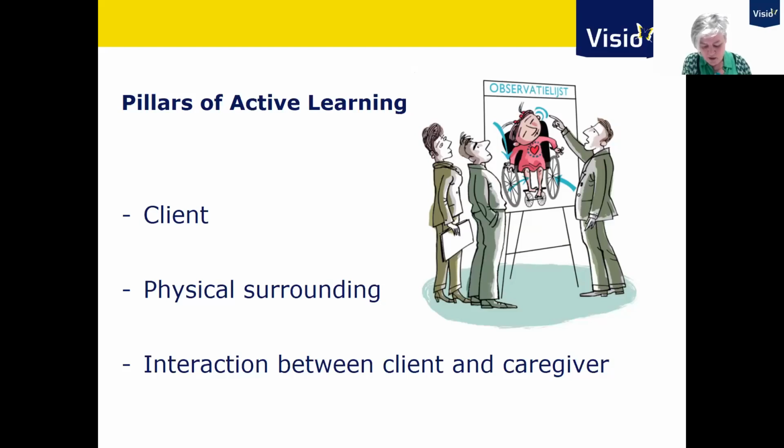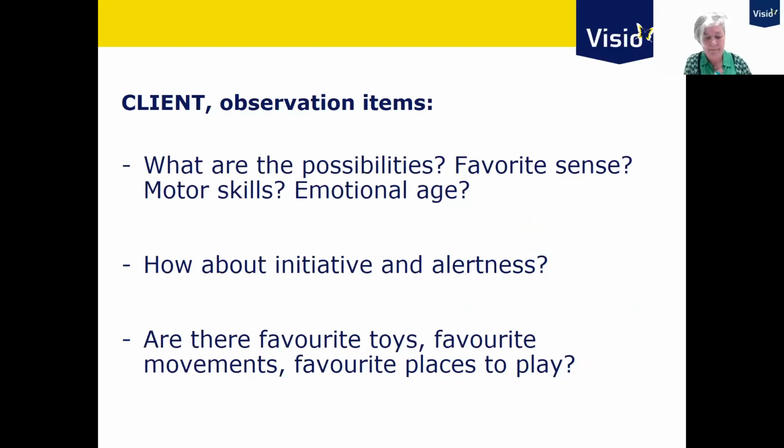In order to find out which possibilities these three pillars can provide in the situation of Chris, we need to have more information, and therefore we fill in an observation form with family and caregivers who know Chris well. So the first pillar, clients: to create the best active learning situation, we need to have more information about the possibilities of Chris.